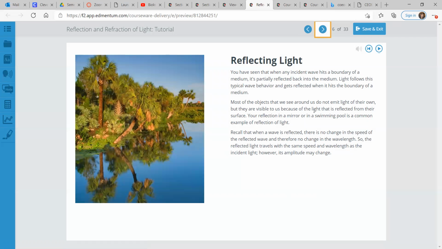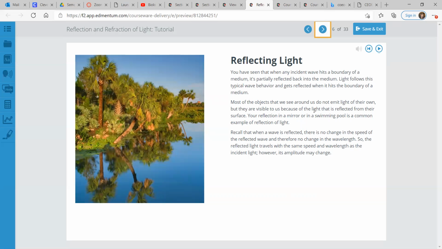Reflecting light. You have seen that when any incident wave hits a boundary of a medium, it is partially reflected back into the medium. Light follows this typical wave behavior and gets reflected when it hits the boundary of a medium. Most of the objects that we see around us do not emit light of their own, but they are visible to us because of the light that is reflected from their surface. Your reflection in a mirror or in a swimming pool is a common example of reflection of light.